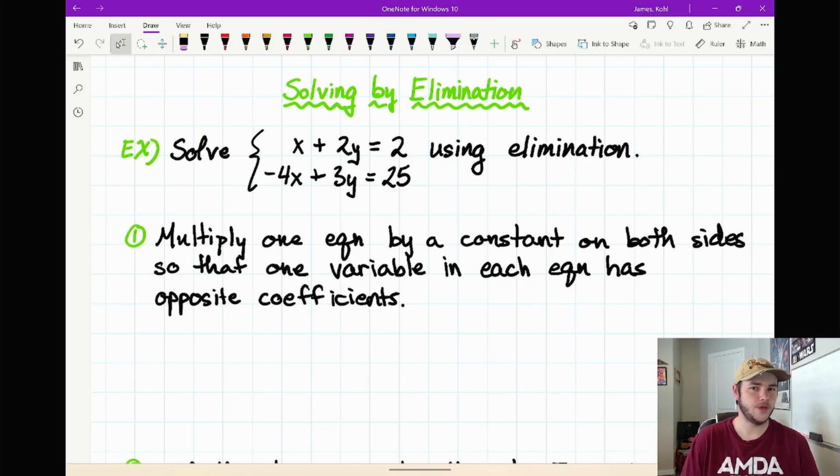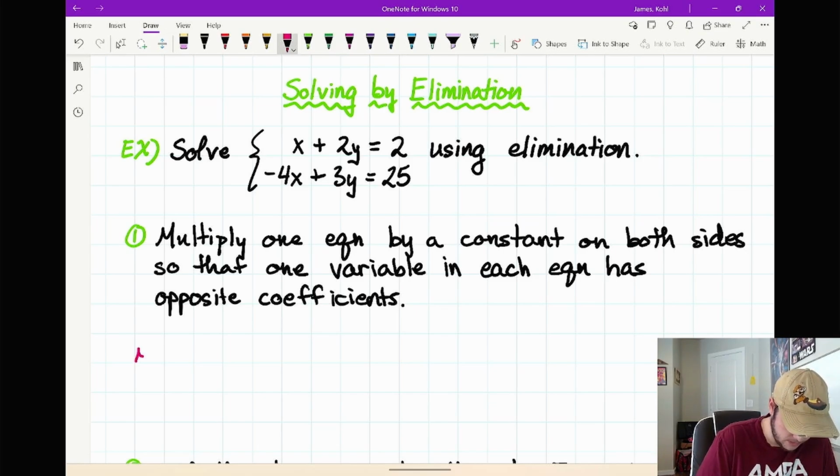Elimination is a little bit trickier to get used to, by the way. Step 1 is to multiply one of the equations by a constant on both sides so that one of the variables in both equations has opposite coefficients. Let me show you what I mean with this problem. Notice that if I multiply equation 1 by 4 on both sides, then I'll have a positive 4x in this equation and a negative 4x in the other equation. That's what I'm looking for.